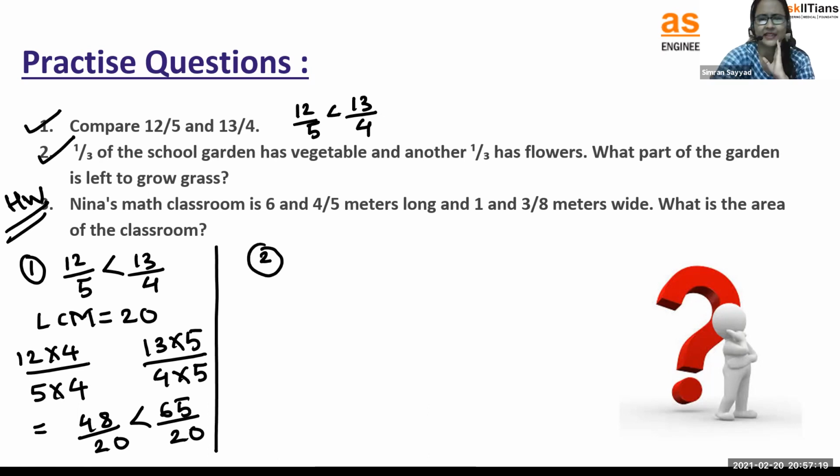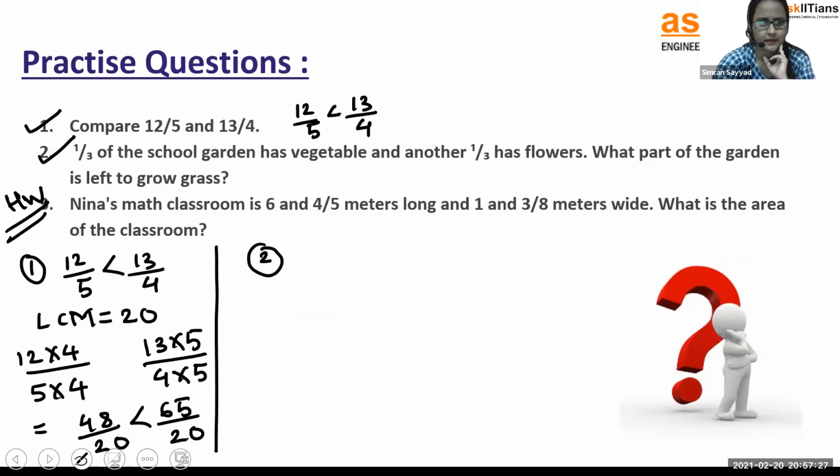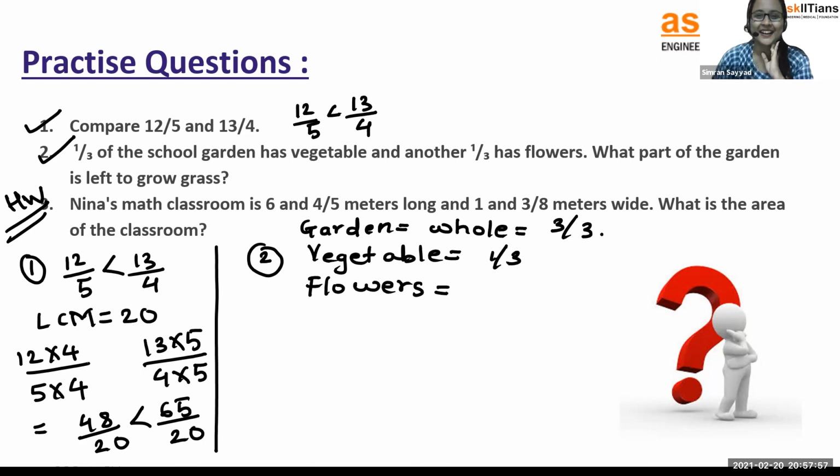Second problem is, I think it is similar to this problem. See, this Sunday wala part. Yeah, it is same to that. 1 by 3 of the school garden has vegetables. A garden hai. Okay, so now garden kya hoga yahan pe? Whole. Garden will be whole. Check the denominator, it is 3. So I can write it is 3 by 3. In that, vegetable. What is the vegetable part? It is 1 by 3. And what is the part for my flowers?